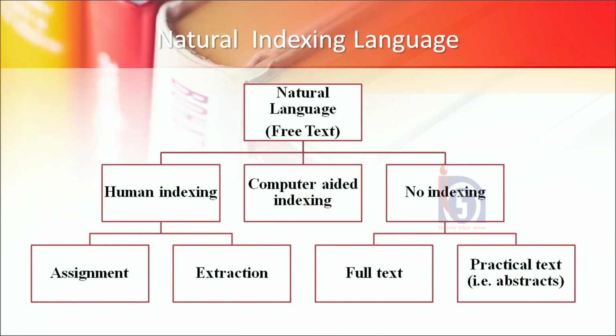Now we will discuss the various types of natural indexing systems. If you see, the natural language used in indexing has several subdivisions like human indexing, computer aided indexing and no indexing. In human indexing, we can further classify it into assignment and extraction. Apart from that, the no indexing language may be classified further into two parts: full text and practical text.